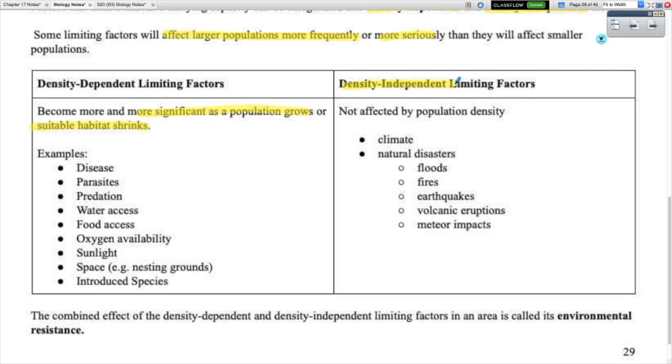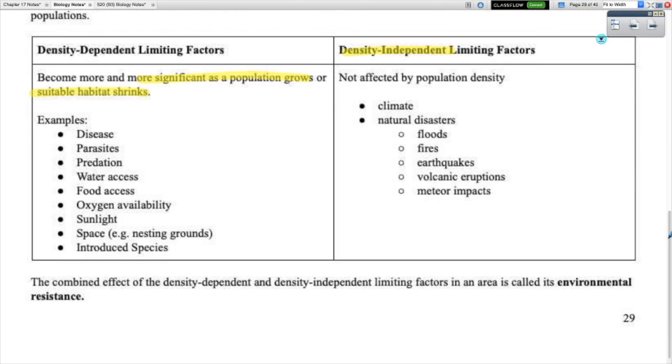And then there's things like natural disasters: floods, fires, earthquakes, volcanic eruptions, meteor impacts. If a fire goes through an ecosystem, it doesn't matter if it was a desert ecosystem or a rainforest ecosystem. Either way, the population that can live there is now limited by that fire once it goes through. So when we combine those, when we think of the density dependent and the density independent limiting factors in a given area at once, we call it its environmental resistance.